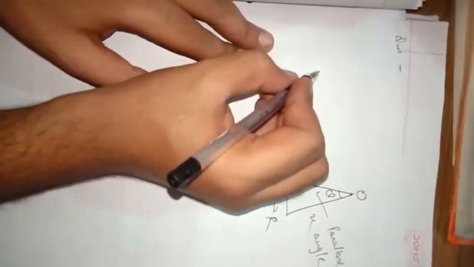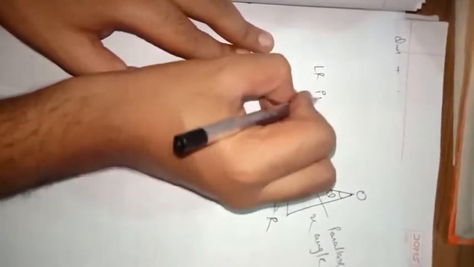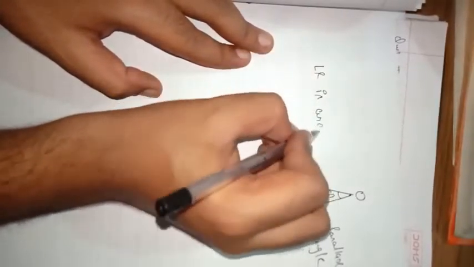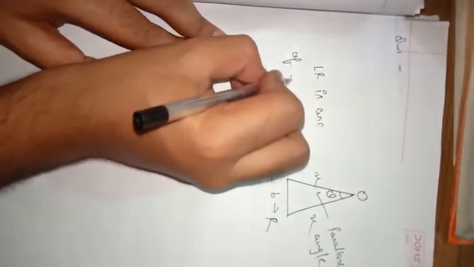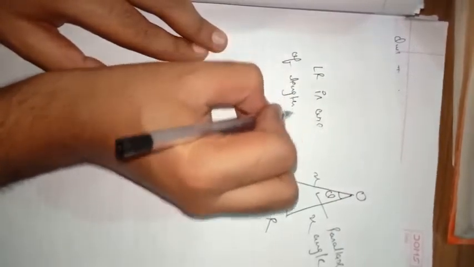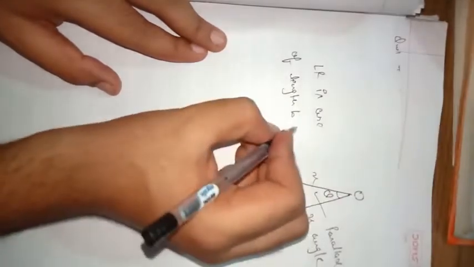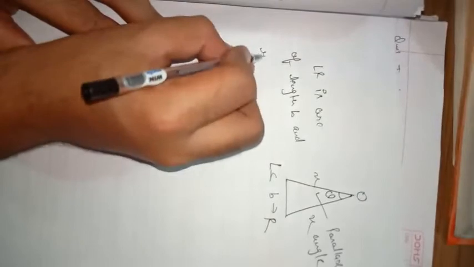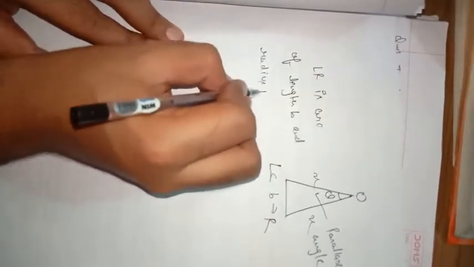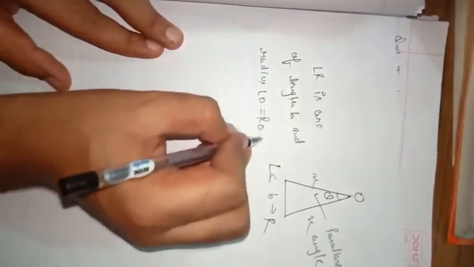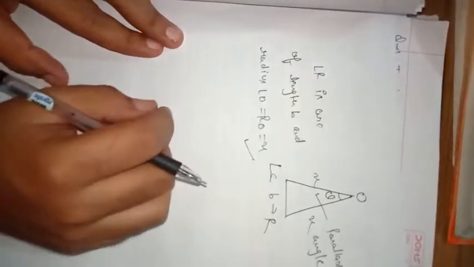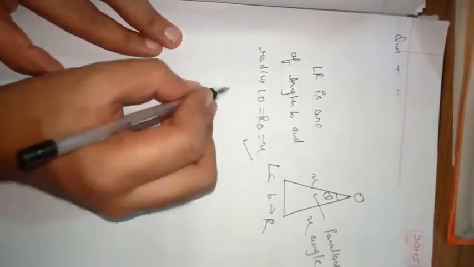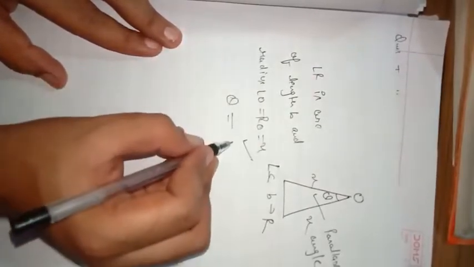Now students, what is LR? LR is an arc of length B. And what is the radius LO? Radius LO is x. Radius LO is equal to RO, which we have assumed in this figure as x. So what is the value of theta? Theta will be equal to B upon x.